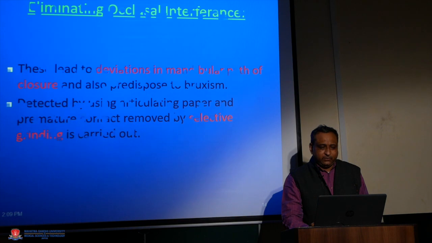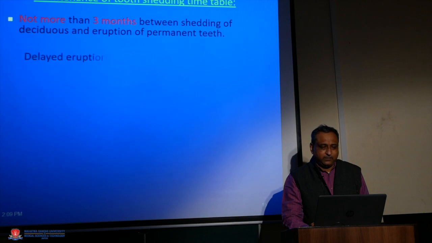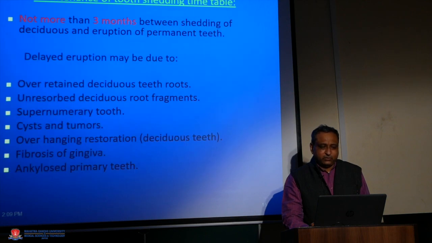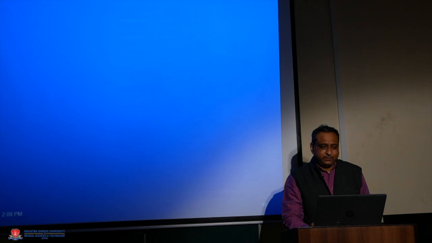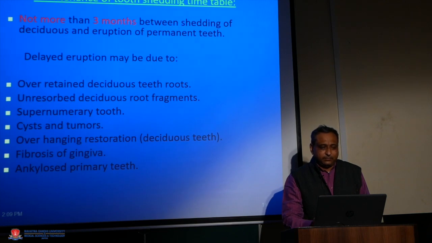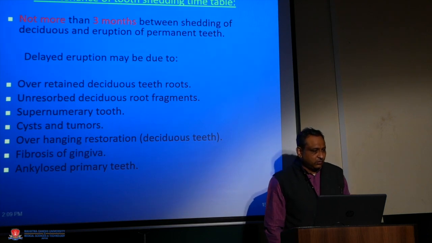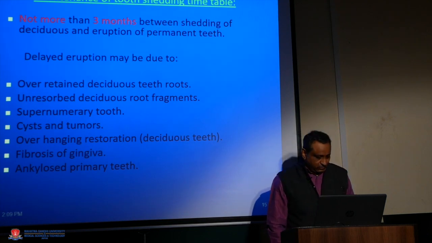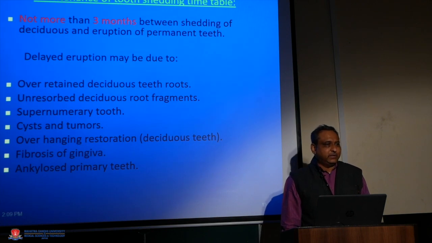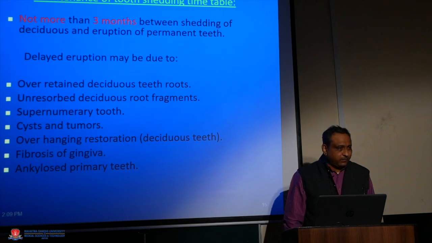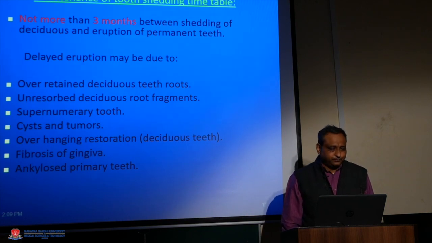Occlusal interferences, we have already discussed that it has a serious effect on the developing maxilla and the developing temporomandibular joint. Maintenance of the tooth shedding timetable is very important. It means the difference in shedding between the contralateral sides should not be more than 3 months. If the tooth on one side is exfoliated, the similar tooth of the other side should not be retained more than 3 months. It should be extracted, or it might exfoliate on its own.